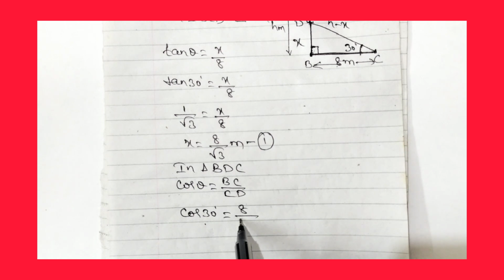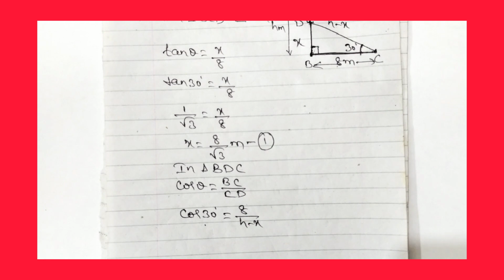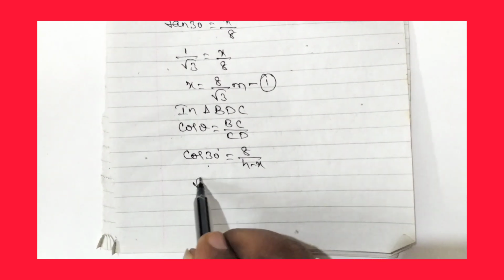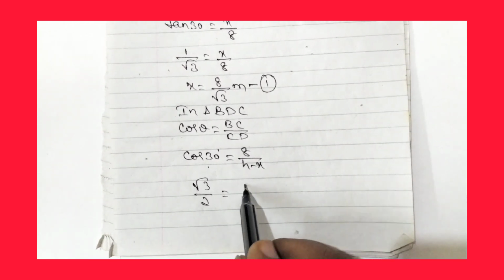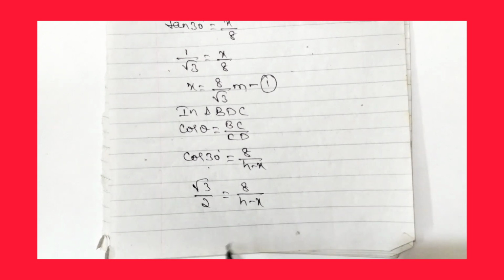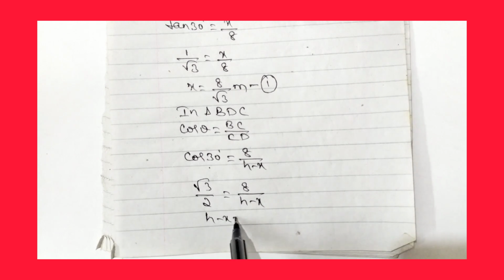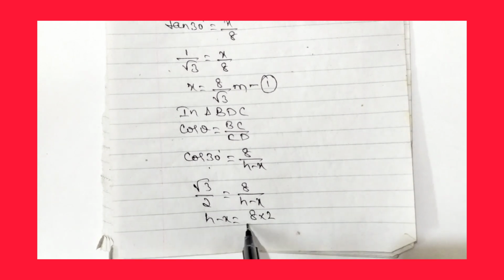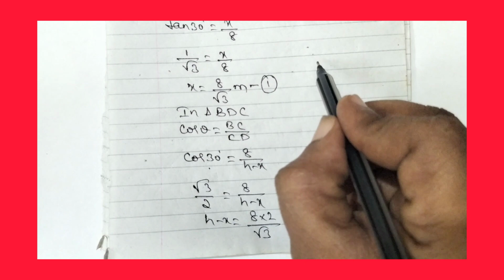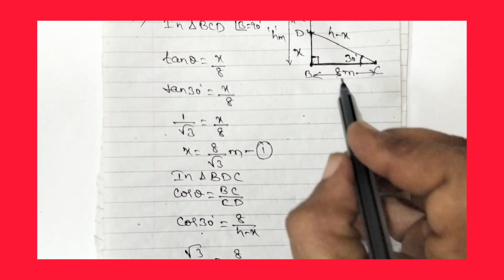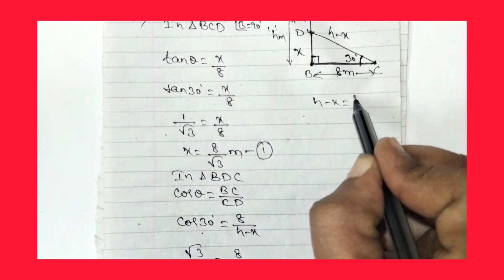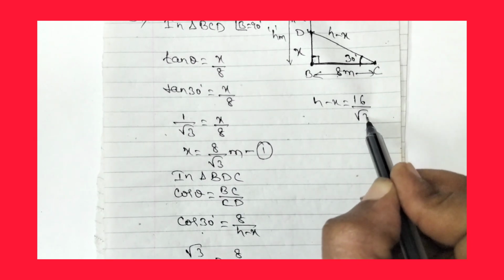We got CD as h minus x. Cos 30 degree is root 3 by 2, which is equal to 8 divided by h minus x. So now you shift this here and this here and bring root 3 to the denominator. So h minus x is equal to 8 into 2 divided by root 3. Now let us solve this one. H minus x is equal to 16 by root 3.